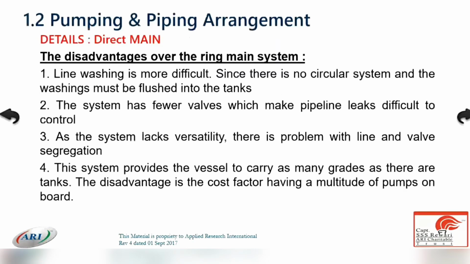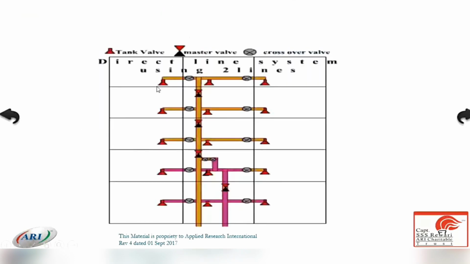Disadvantages of the direct main: line washing is more difficult since there is no circular system and the washing must be flushed into the tank. The system has fewer valves, which makes pipeline leaks difficult to control. As the system lacks versatility, there is a problem with the line and the valve segregation. This is talking about the direct main. So these are the advantages and disadvantages of ring main.